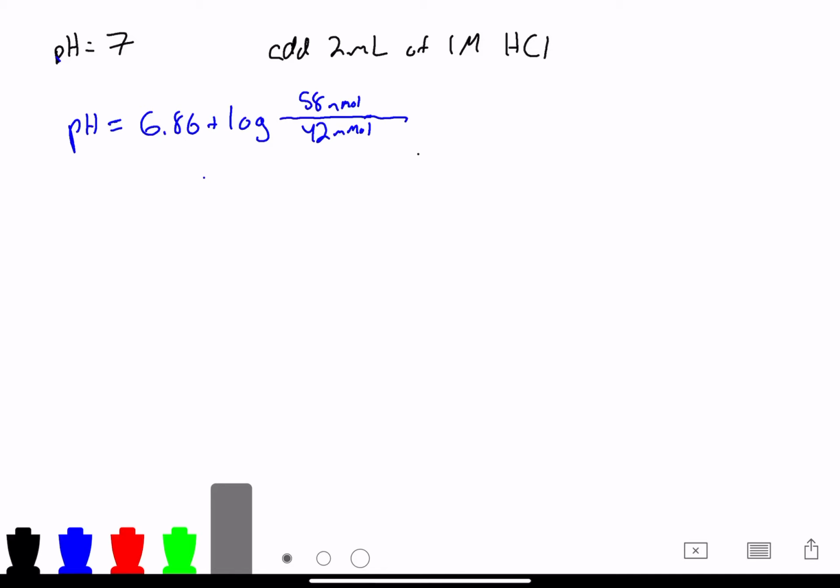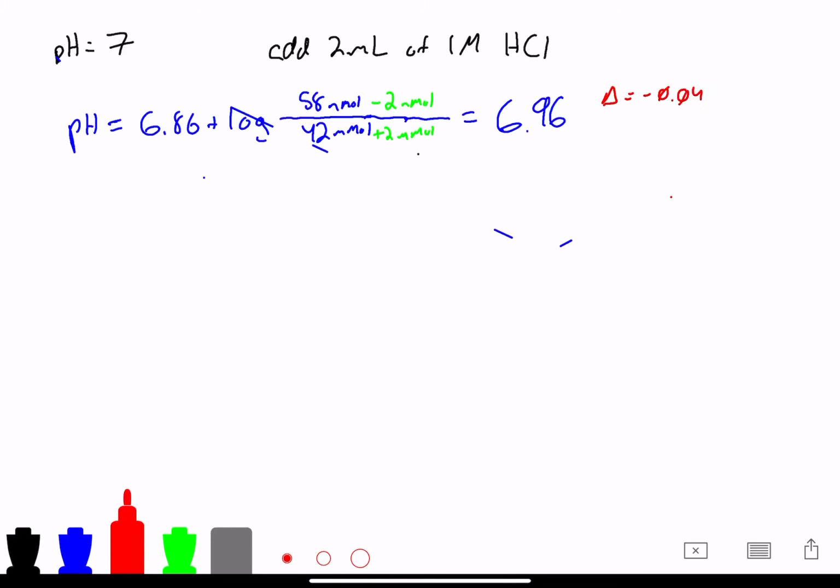So what I'm going to do now is, because it's acid we're adding, it's going to be 58 minus 2 millimoles from the top, and it'll be plus 2 millimoles to the bottom. If we now solve this, we will find that the pH is going to be equal to 6.96. So it's a little bit of a change, and we're going to find that this change is a change of negative 0.04.